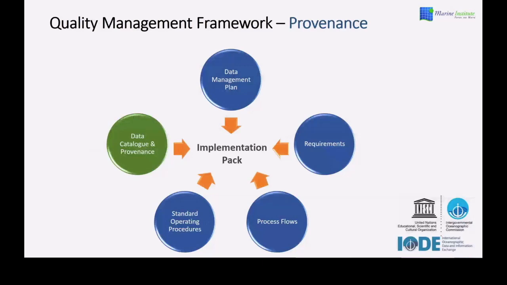Again, just to reiterate, tying this back to the quality management framework and the idea of the implementation pack that we talked about at the last session, and that Adam also spoke about at the beginning, the data catalog and the provenance information is a core part of that pack. So in addition to data management plans, standard operating procedures, process flows, requirements documents, all of the data sets that get described as part of the QMF would have this element in them as well.